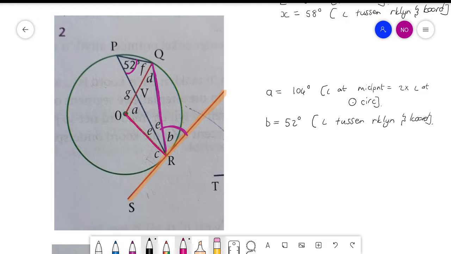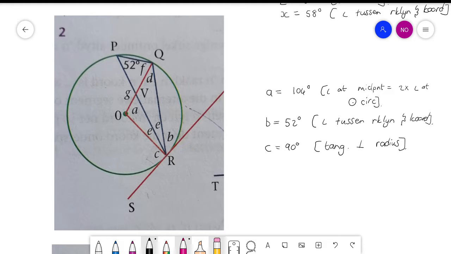Okay, dan het ons klaar gesê wat ons weet C is. So we know C to be 90 degrees. Want die raaklyn is loodreg op die radius. Okay.